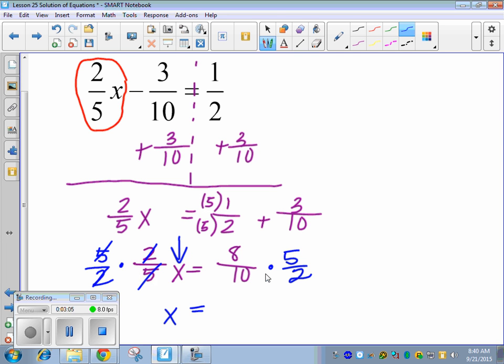Ella? Yeah, we can actually do some cross-canceling in both directions. So this 8 and the 2, 2 goes into 2 one time, and 2 goes into 8 four times. 5 goes into 5 one time, and 5 goes into 10 two times. So we're left with 4/2, actually, which is just going to give me 2.